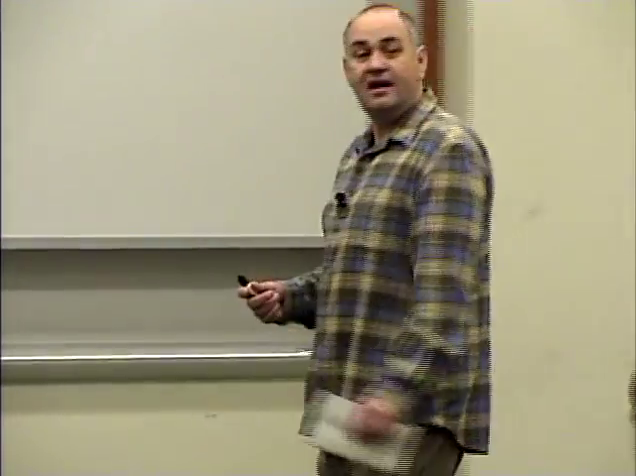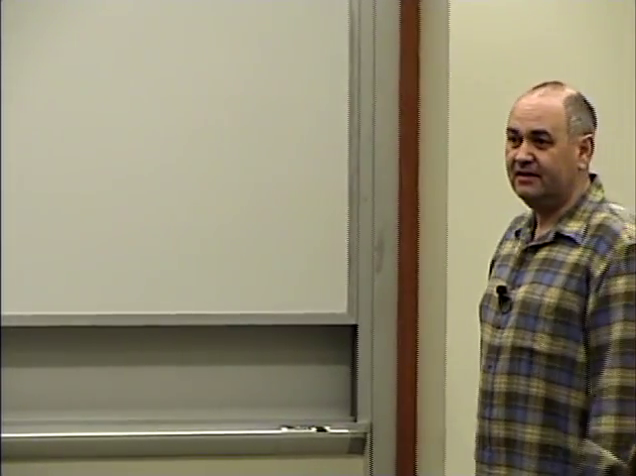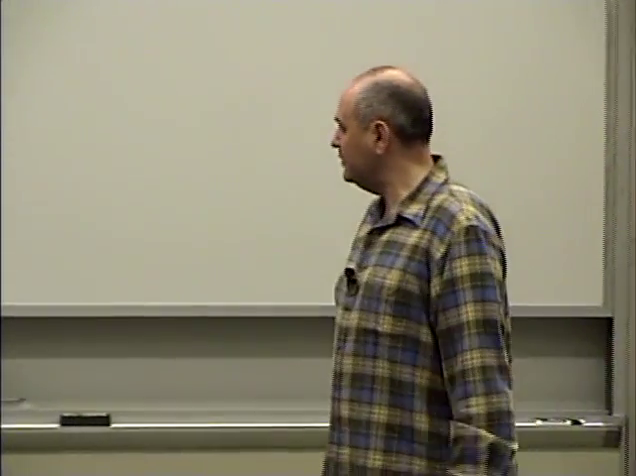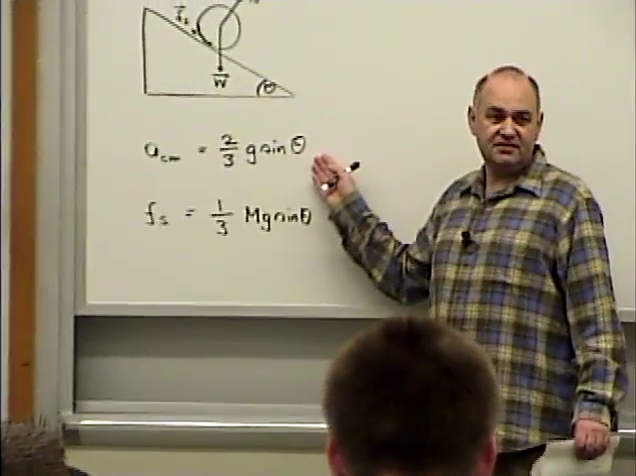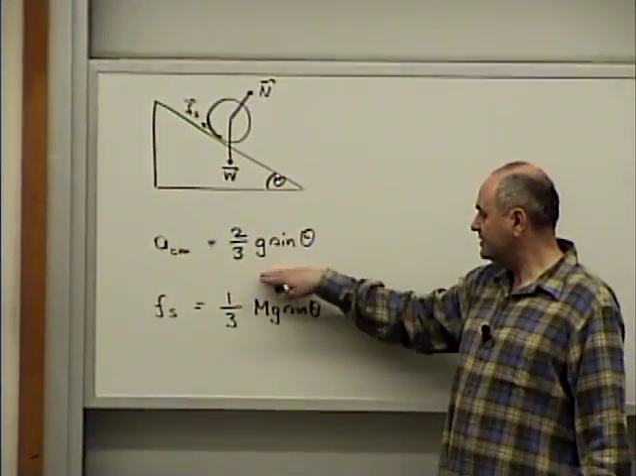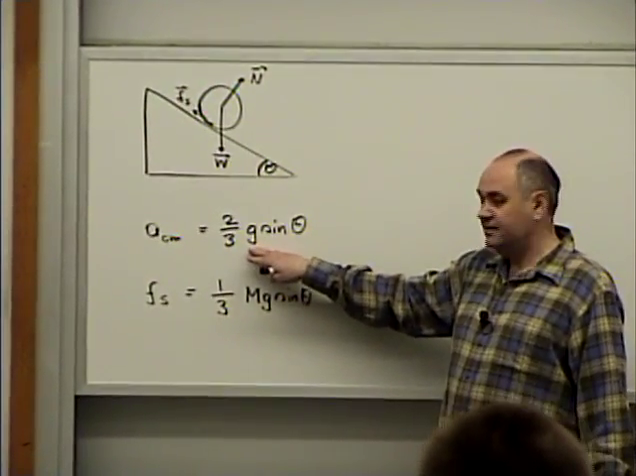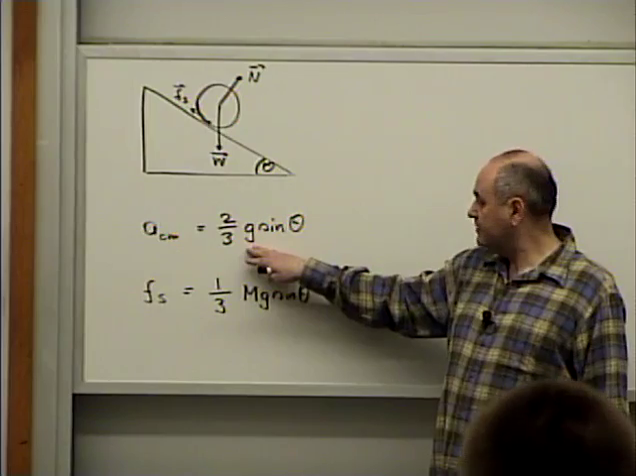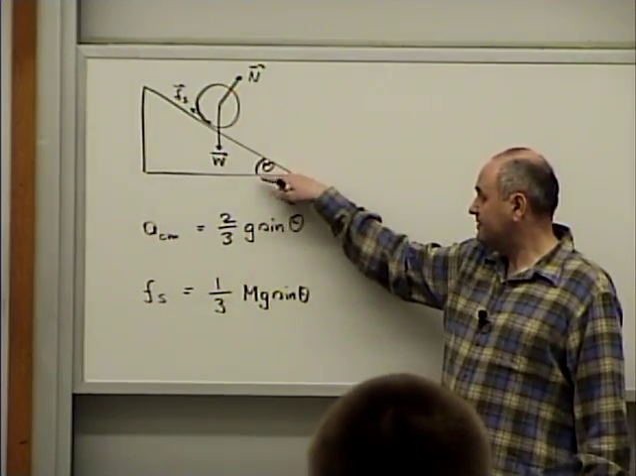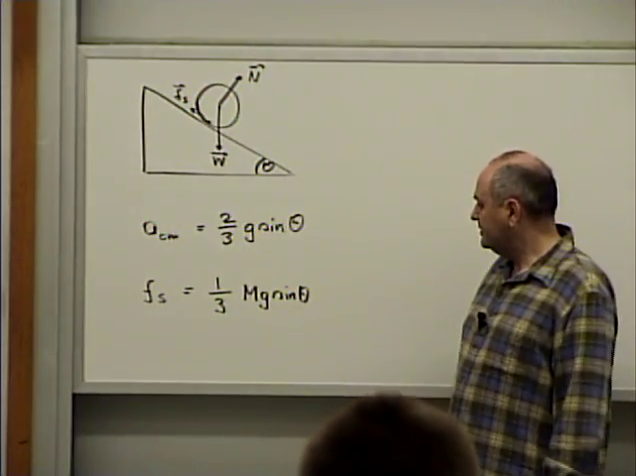All right. So I would like to continue analyzing the rolling of a disk, which we discussed yesterday, because yesterday this is what we found. Actually, we found the acceleration of the center of mass of this disk. We found that it is 2/3 the acceleration due to gravity multiplied by sine of that angle.